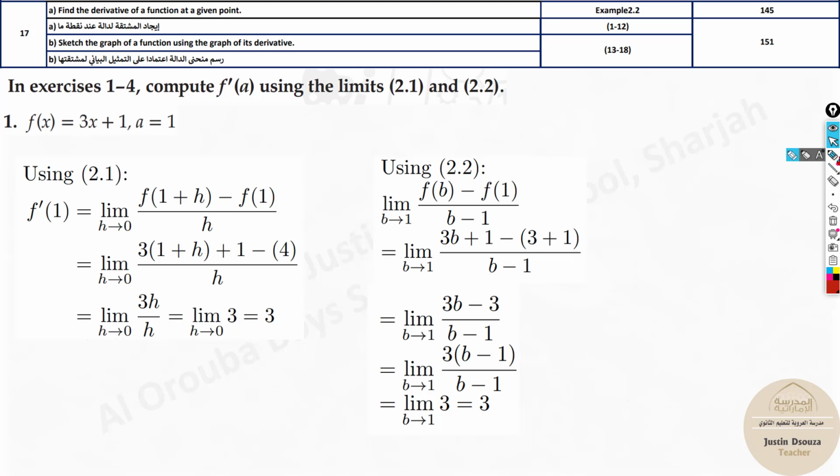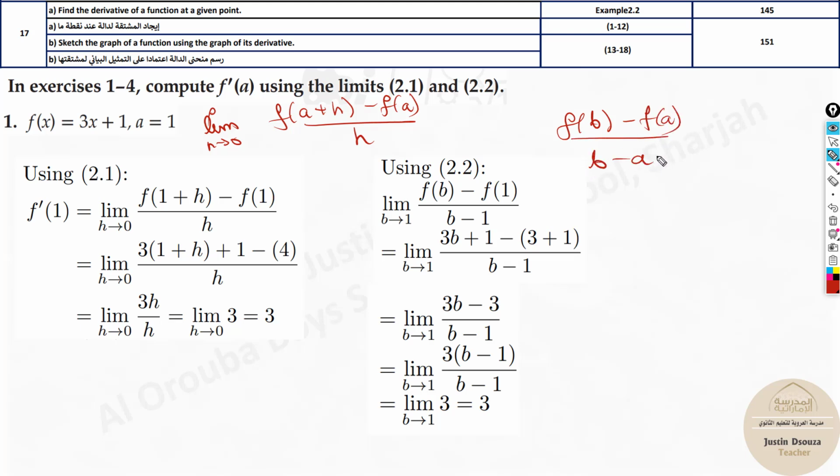The formula is, for this part we just did, limit as h tends to 0 of f of whatever this is, a or x. I'll write it as a because it's given as f of a plus h minus f of a divided by h. Here it is basically f of b minus f of a divided by b minus a. But now the a value is 1, so they have substituted 1 and then solved it up. Just like what we have done a while ago, direct substitution.